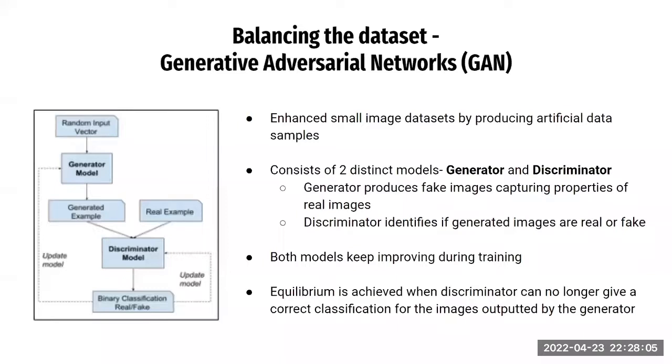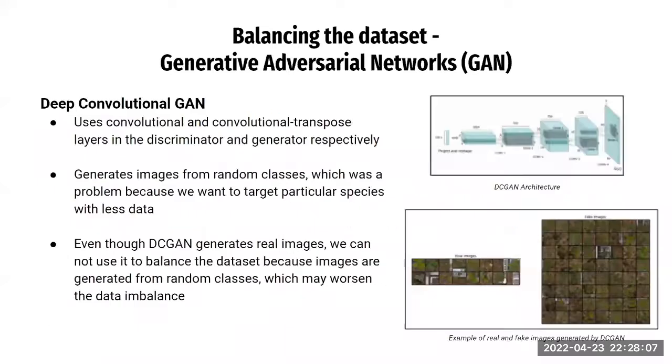We use 2 types of GANs in this approach. The first was a deep convolutional GAN, or the DC GAN. The DC GAN uses convolutional and convolutional transposed layers in the discriminator and generator respectively. It generated images from random classes, which was a problem because we want to target particular species which have less data in the original dataset. So even though the DC GAN generates real images, we could not use it to balance the dataset because images are generated from random classes, which may worsen the data imbalance.